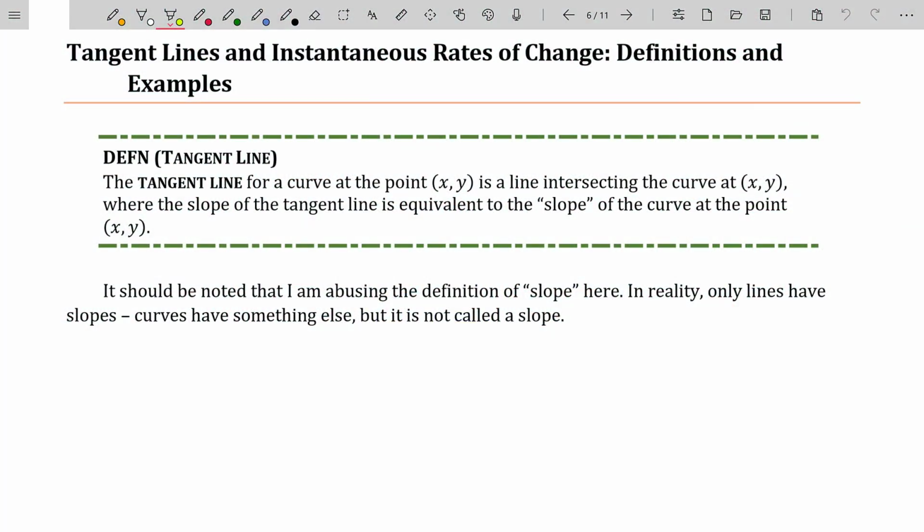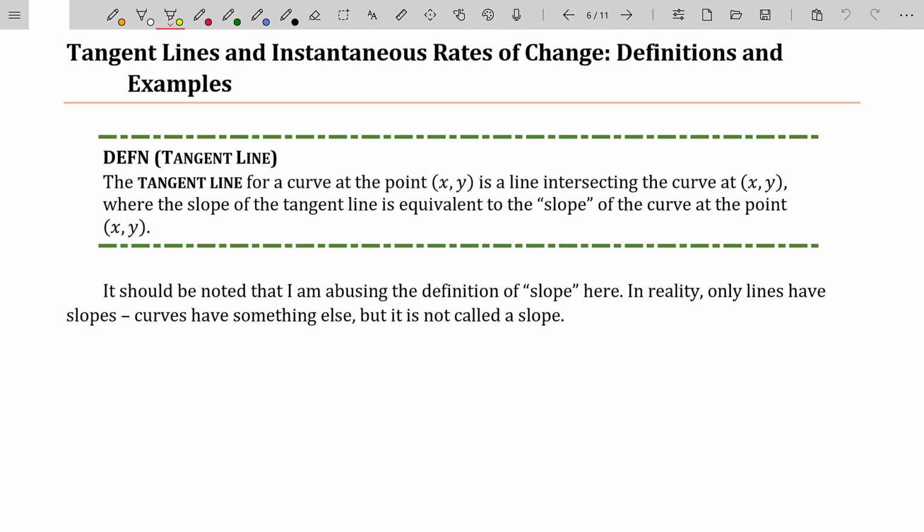Hello, my name is Roy Simpson, professor of mathematics at Cosumnes River College in Sacramento, California. In this video, we're going to continue our conversation for differential calculus on secant lines and then tangent lines. In fact, we're graduating into tangent lines at this moment.